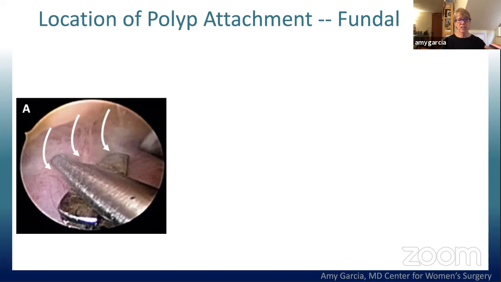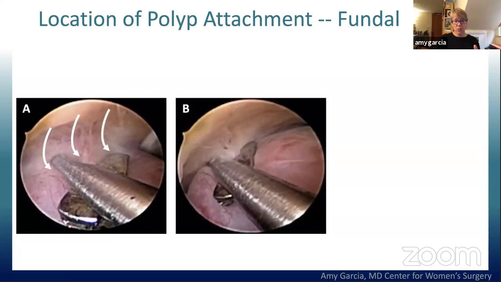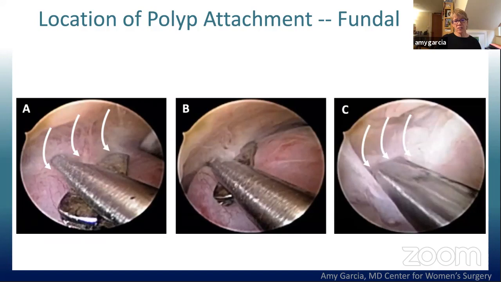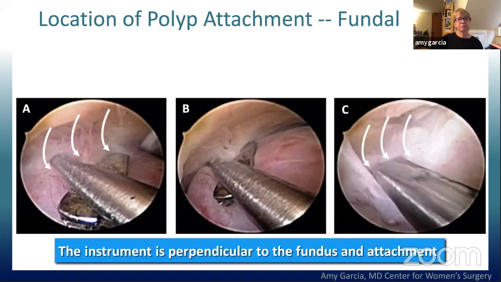So the maneuver is to push down either with a closed instrument or an open. It's much easier to open the instrument. It creates more of a hand-like position to put tension on the polyp, separate it slightly from the uterine wall. It will identify the attachments for you. And then you can come in with the scissor, pushing down, cutting, pushing down and cutting. Again, the instrument is now perpendicular to the fundus and the attachment.